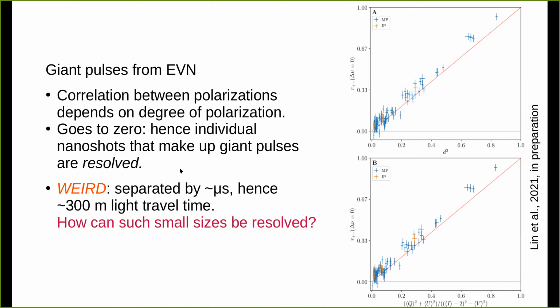And the reason it's weird is that we know these nanoshots come in the envelope of one giant pulse, so they're surely causally related. They're separated by maybe 1 microsecond. So that's about 300 meters of light travel time. So how can we resolve that if our resolution elements are maybe a few hundred kilometers? And that brings me to the second paper.